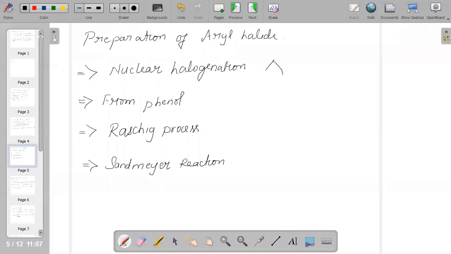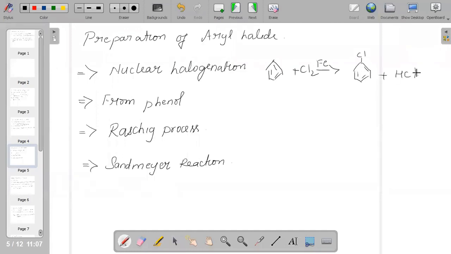For example, a benzene ring plus Cl2, in the presence of Fe, will give chlorobenzene plus HCl.